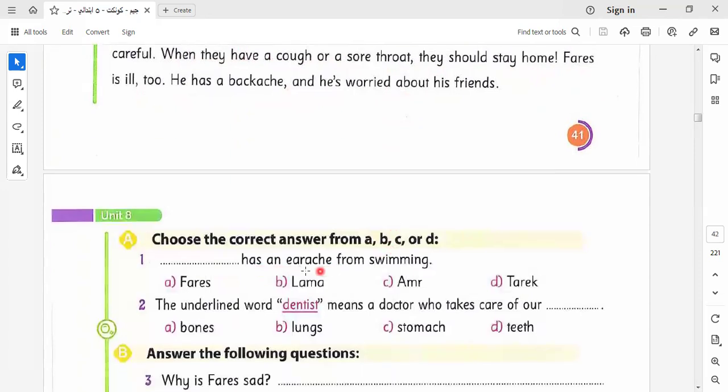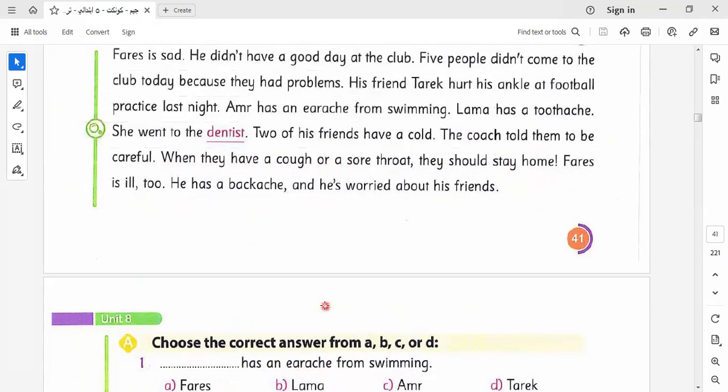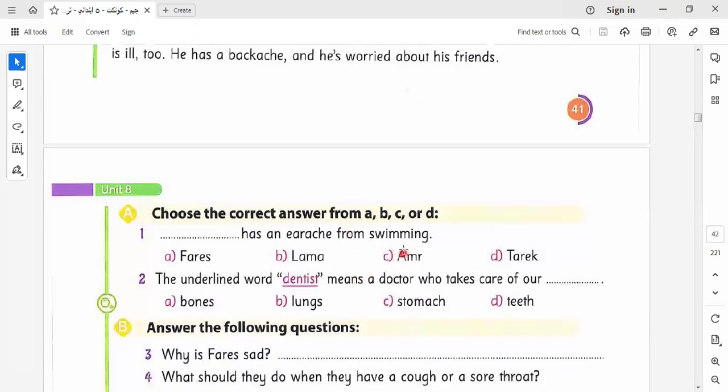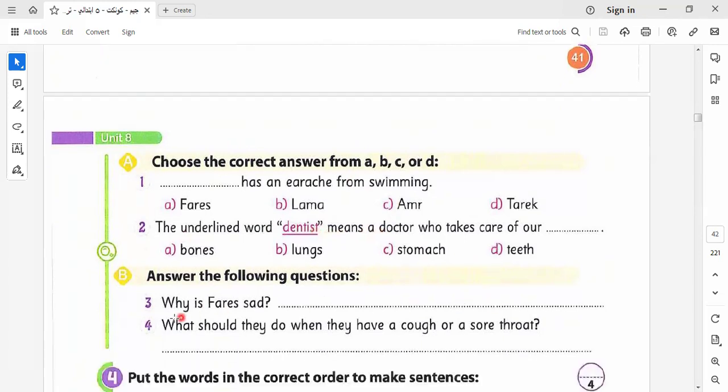Amr has an earache, not Faris, earache from swimming. Which one has earache here? Which one has earache? Amr. So the answer will be here, Amr. The next question: a dentist is a doctor who takes care of what? Of teeth.